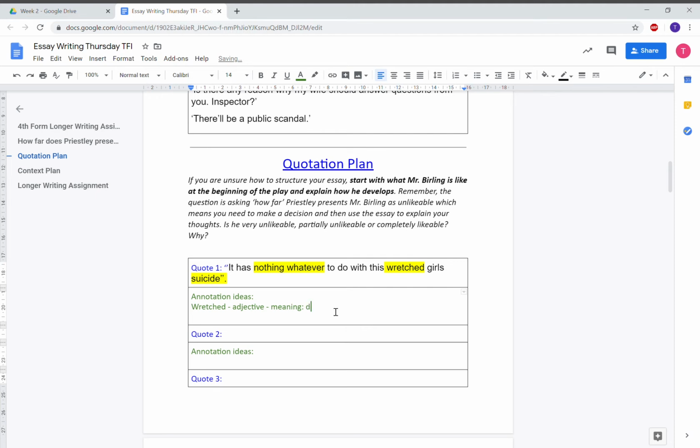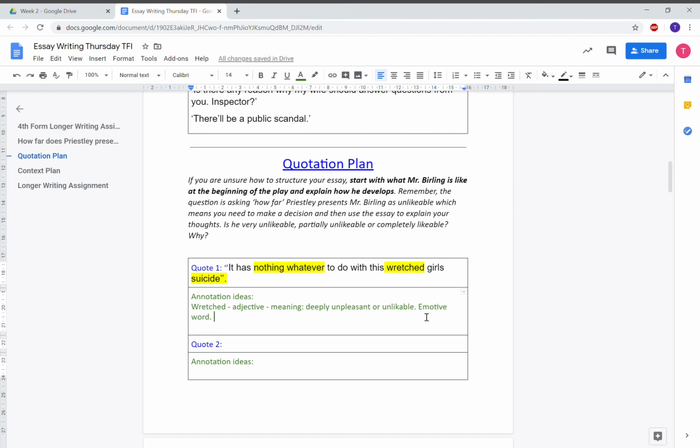To be wretched is to be deeply unpleasant or unlikable. If something is wretched, it's deeply unpleasant or it's deeply unlikable, okay? It's quite an emotive word, so I'm going to write emotive word. I'm going to write deeply unpleasant or unlikable.